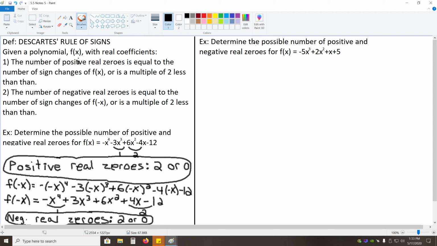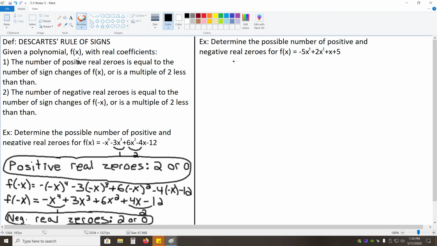So determine the possible number of positive and negative real zeros of f of x equals negative 5x cubed plus 2x squared plus x plus 5. Take a moment, pause the video, see if you can solve this.